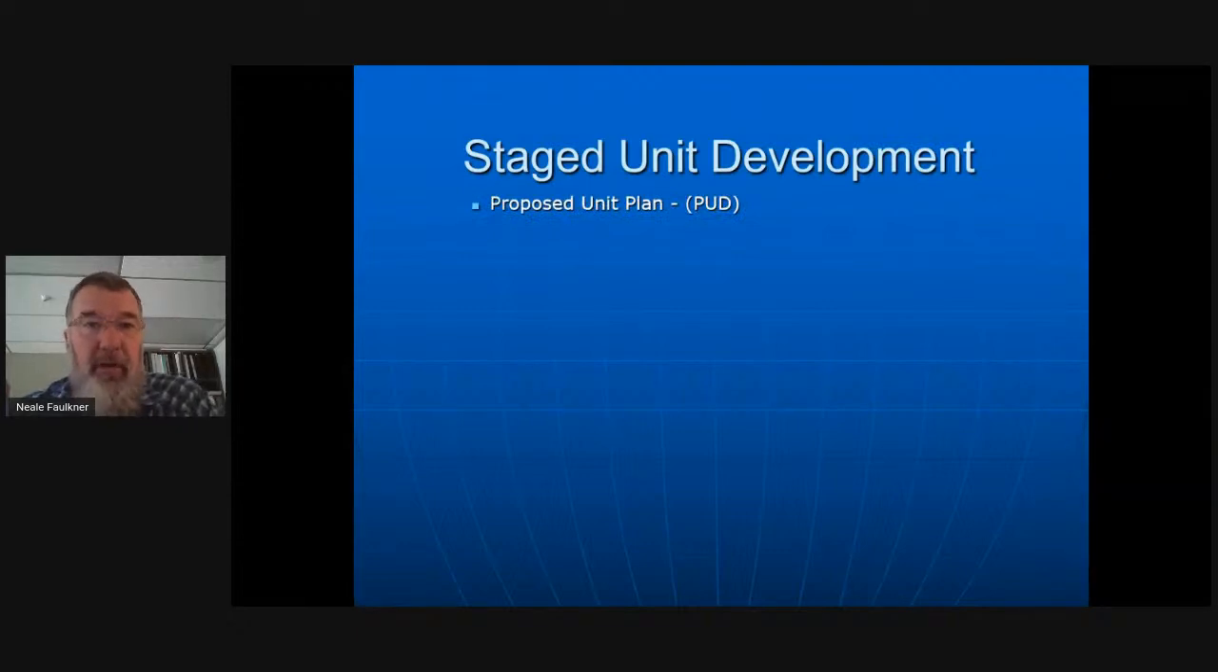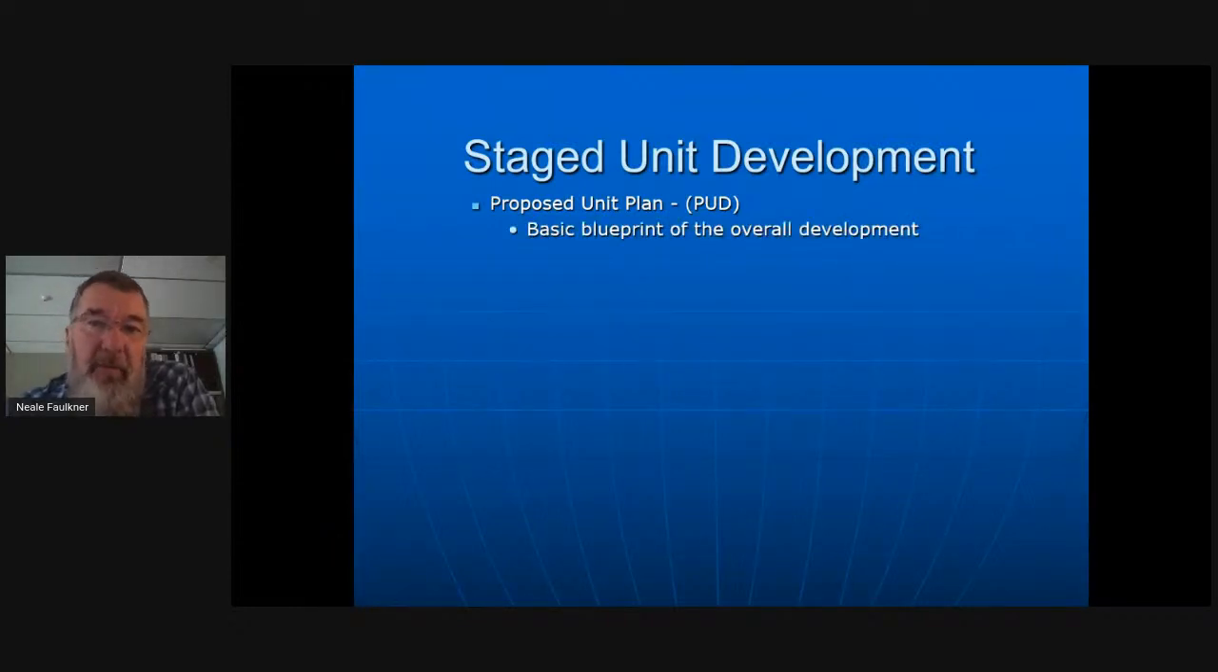Staged unit developments are a situation where the person is not going to complete the development in one big fell swoop, and they're going to build units on a progressive basis. So you have some plans. You have a proposed unit development plan, or a PUD plan as it's commonly referred to, that shows the entire development as a dotted outline. In other words, it's the blueprint for the ultimate complete unit plan.